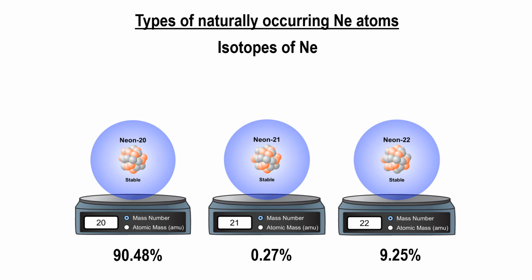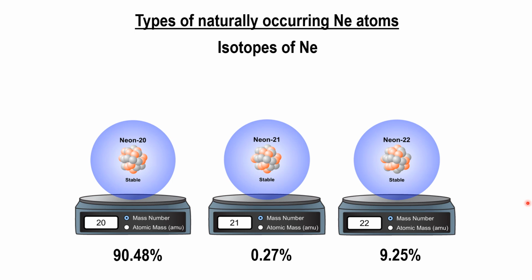Without changing its identity, sometimes an element can take on different weights. This phenomenon is called isotopes. Their proton and electron numbers will remain the same, but the neutron number will change. There will always be a most stable form of the element.